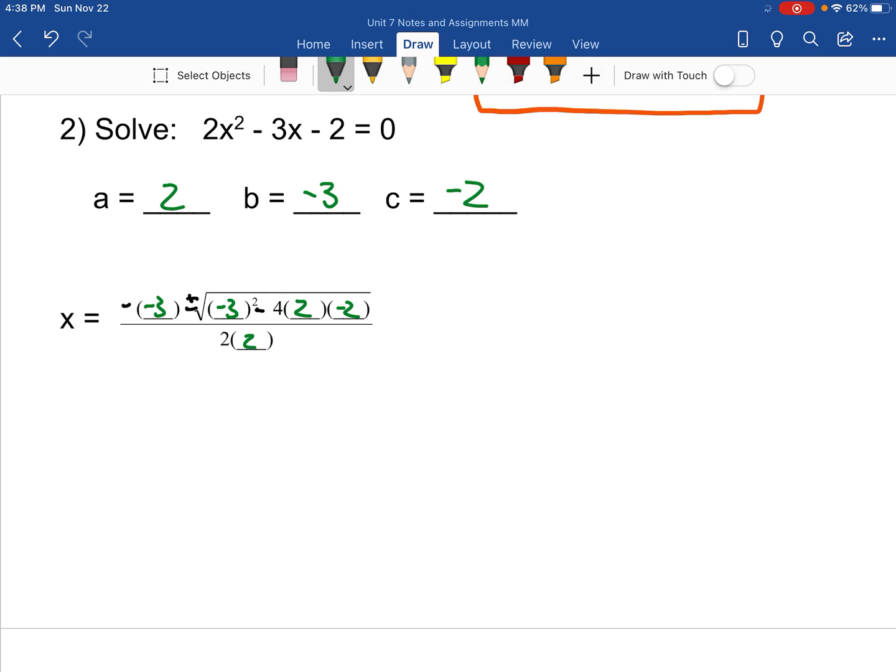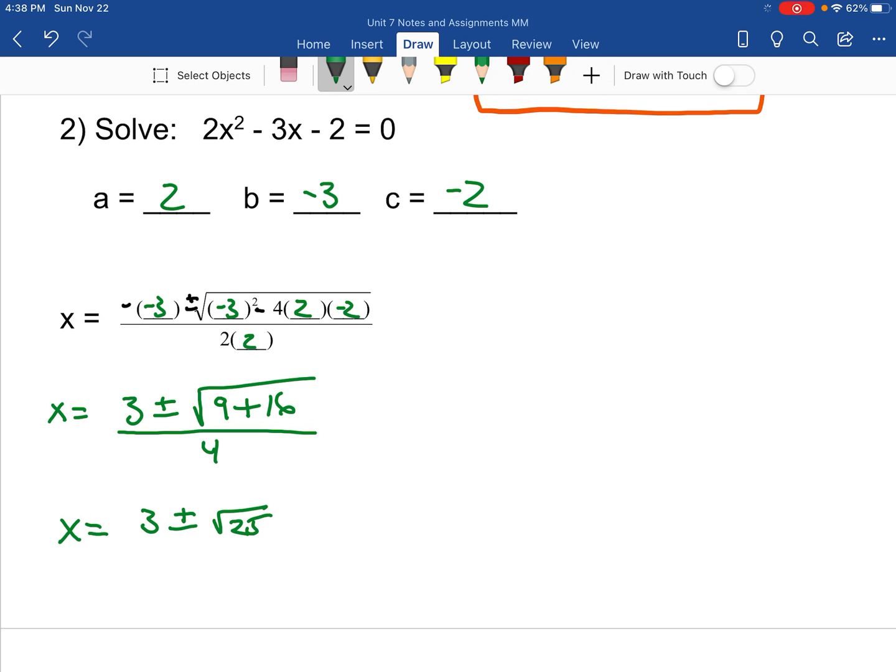Okay, then again, I like to square my first number. You can simplify this. Negative times a negative 3 is a positive 3. Square root. Negative 3 squared is positive 9. Look here, we're going to have minus a negative again, plus 4 times 2 times 2 is 16. And then 2 times 2 is 4. Okay. x is, I'm going to simplify the numbers underneath the square root, plus or minus square root 25.